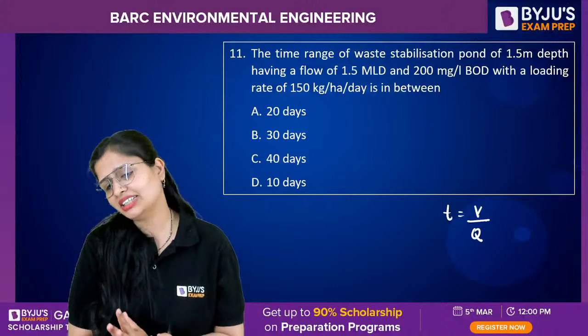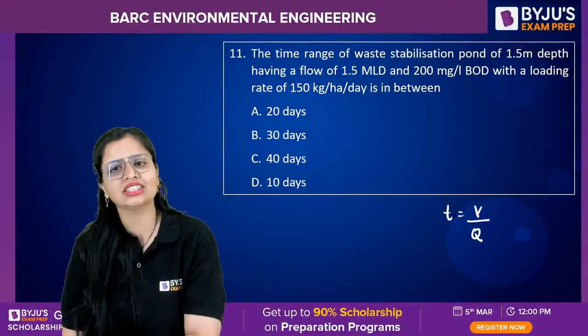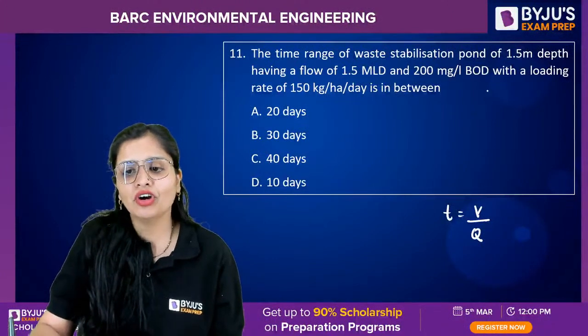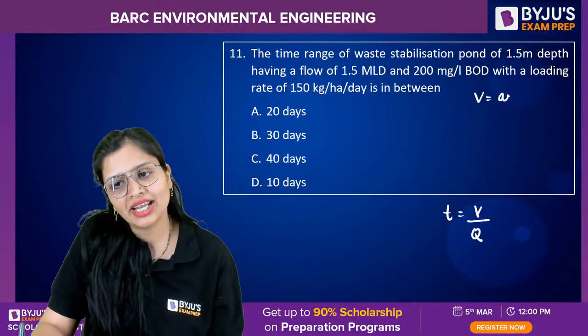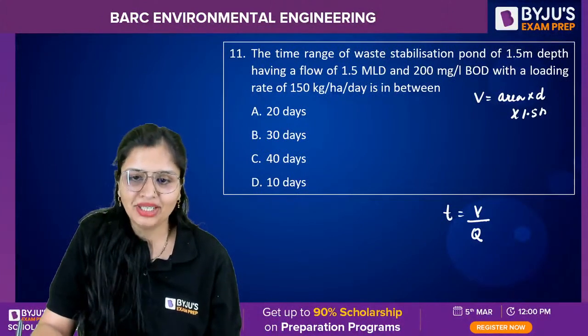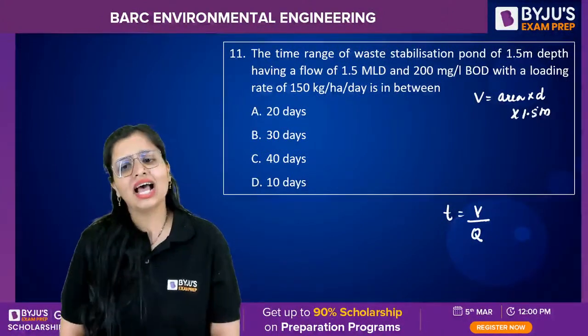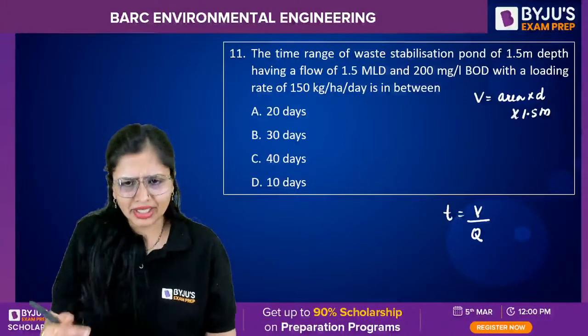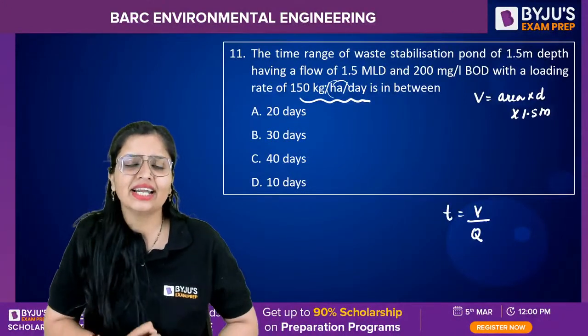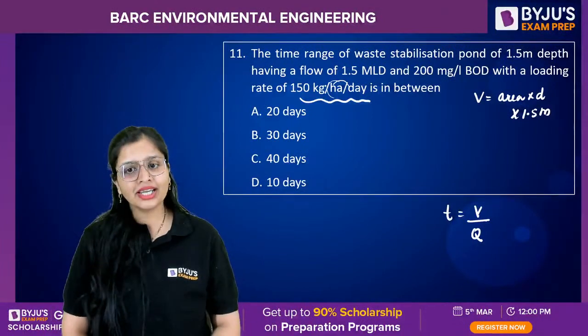Simple, going through the basic logic. Volume divided by discharge will give you time. Discharge is already given to you. If you want to calculate volume, volume is what? Area into depth. Depth is also given to you as 1.5 meter. Just calculate the area. As simple as that. So wait a minute. This loading rate is given to me. So from here I can get the area. How can you get the area?